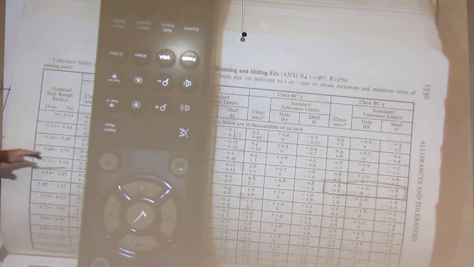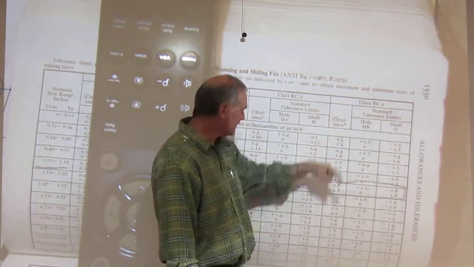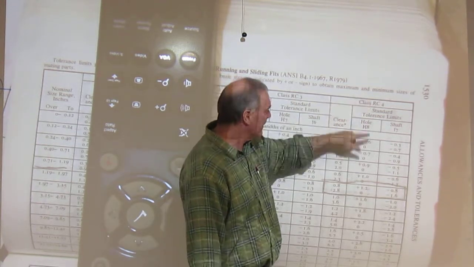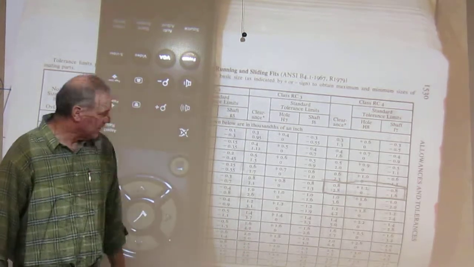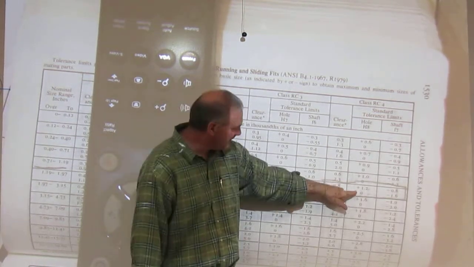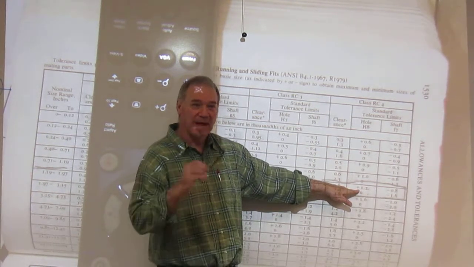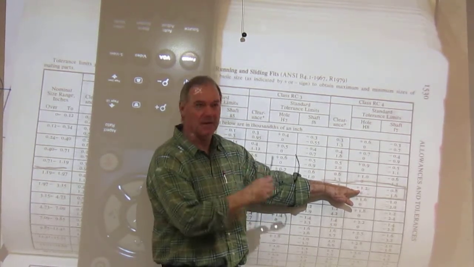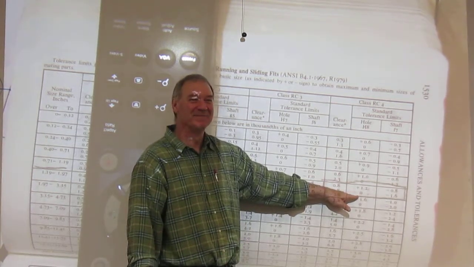Now from there, we just follow it over to our fit. So I'm going to come over to the RC4 fit. Now it's got your limits given for you right here. The hole is the first one, the shaft is the second one. So we're going to use these numbers. Remember, when this one says a number of 1.2 for my upper limit on the hole, that's divided by 1,000. So this is really 0.0012. 0 divided by 1,000 is 0.